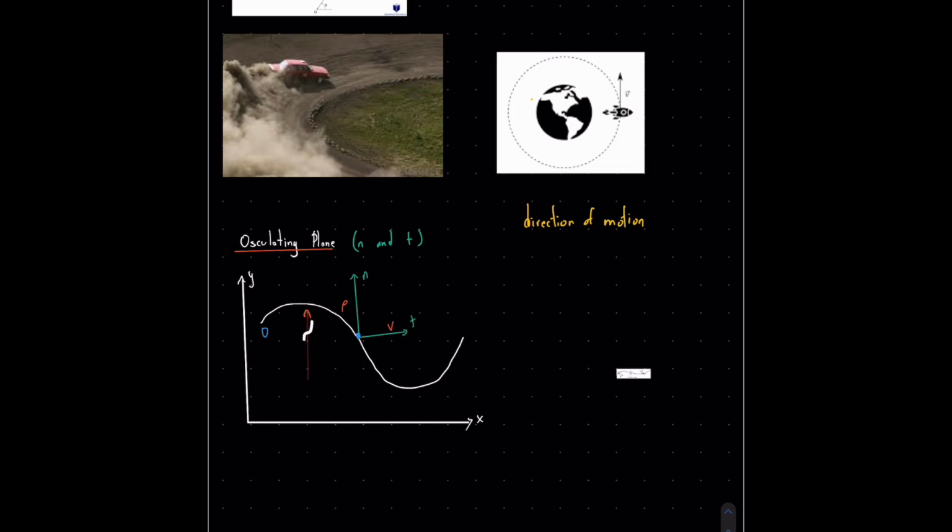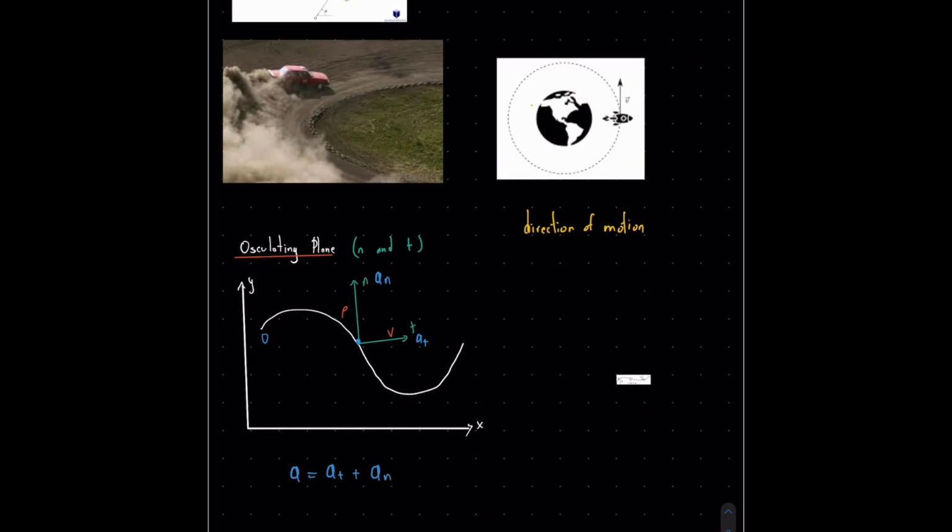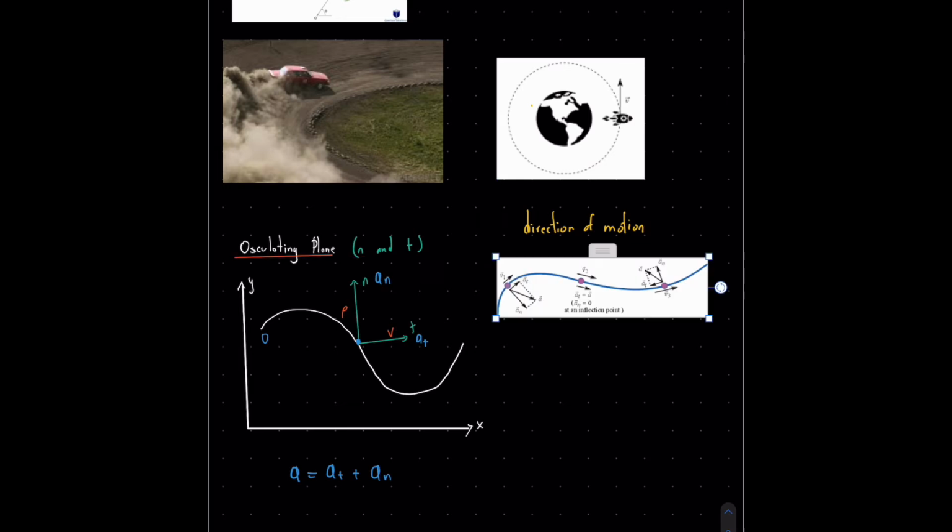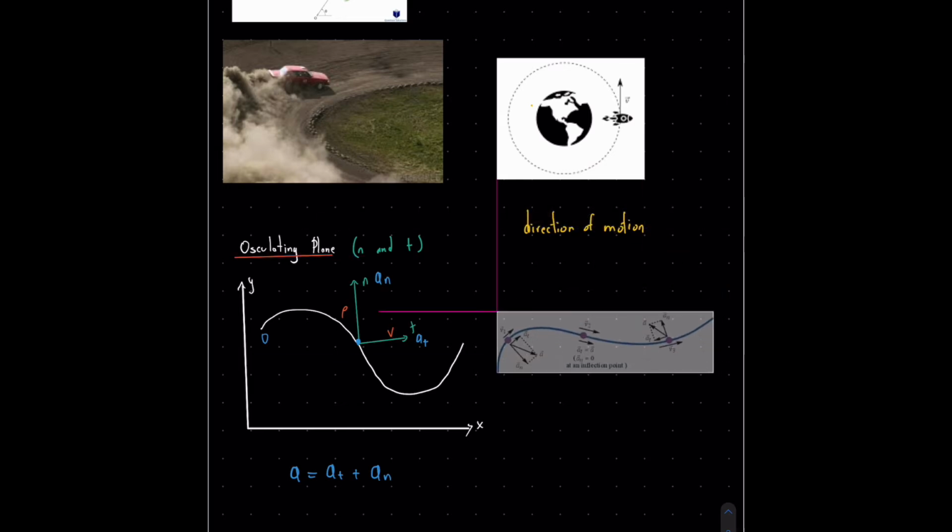Right here. Now, something that differentiates this plane from a normal rectangular plane is that now we're going to have two accelerations: an acceleration in the tangential and an acceleration in the normal direction. That means acceleration has two components, tangential and normal, right here. And here we have another visual that can better show that.